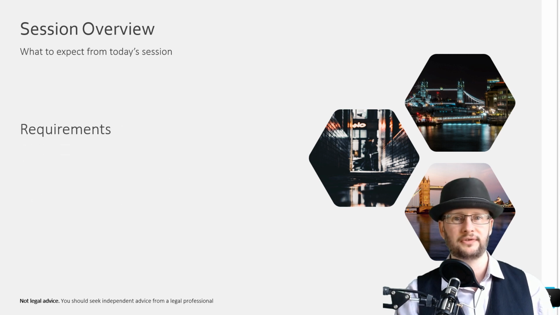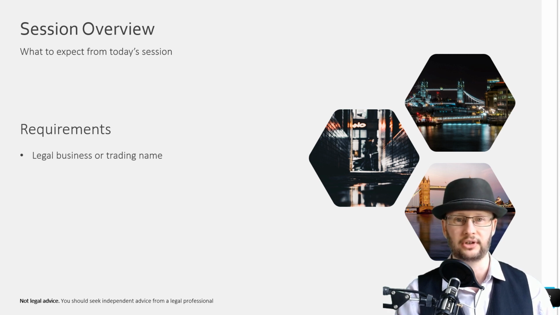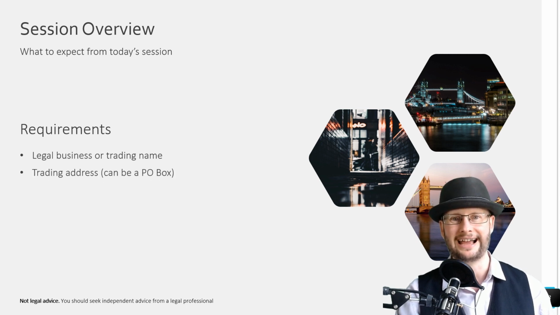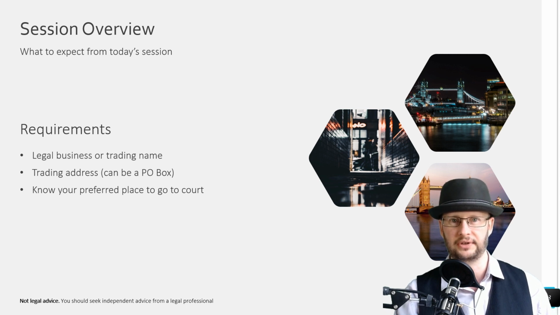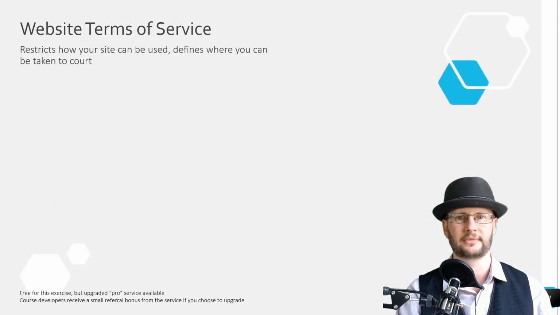So for the requirements for this session, we will need your legal business name or your trading name. And if you're trading under your own name as a consultant, then just your full name is fine. We'll need your trading address, and a PO box is fine for this one. We'll also need to know your preferred place to go to court. So if I was living in Australia, that would have been Victoria. Now that I'm living in the UK, that would be London. And a bit of patience. Like I said, this one's a bit of a grind. I'm also going to add that you might need a coffee or two.